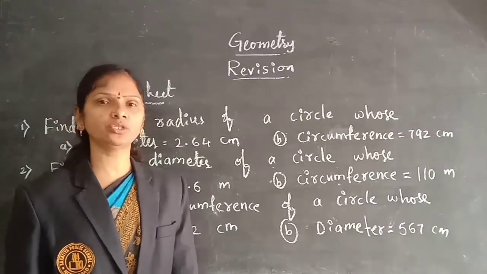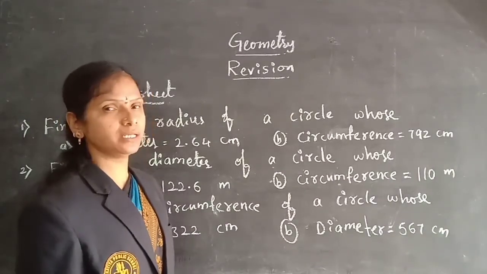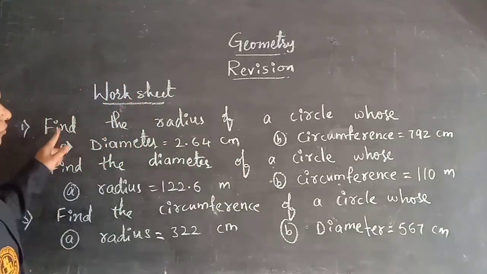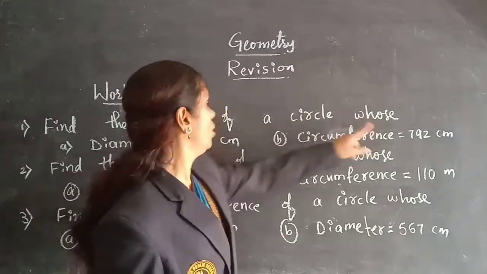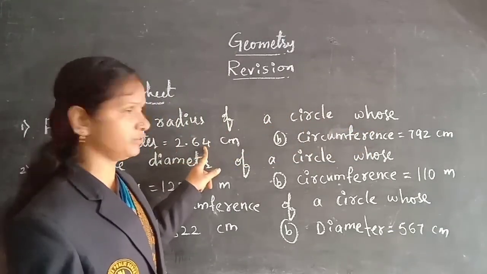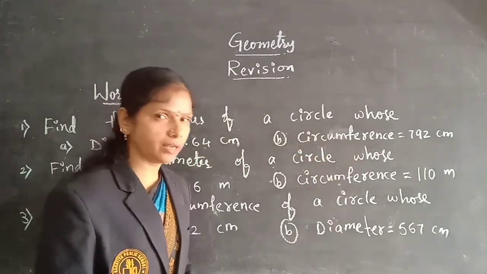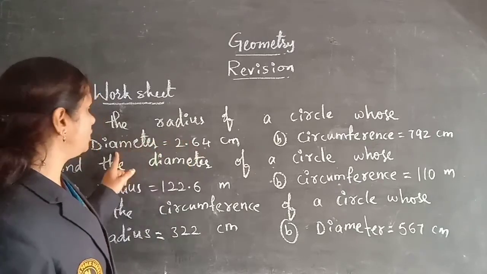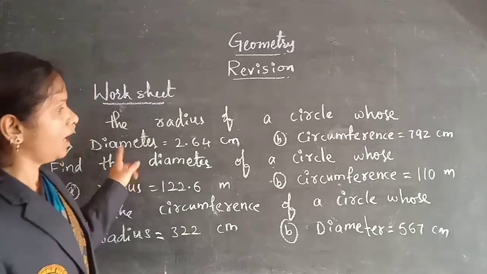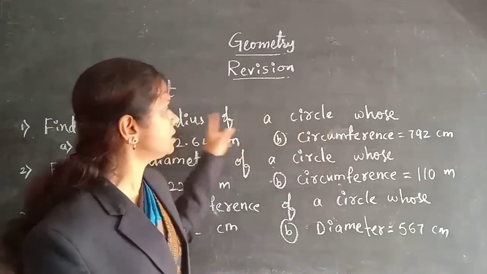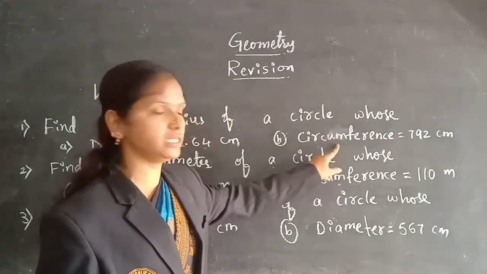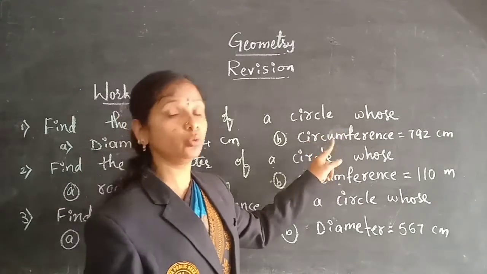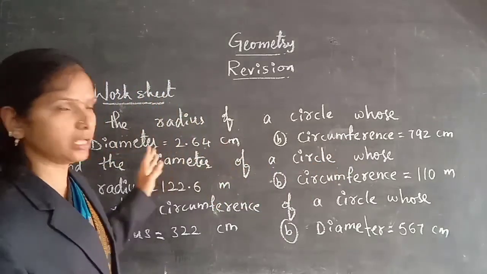Yes, children. I hope you understood the problems on circle and its parts. Here I give some worksheet on the topic. Find the radius of a circle whose diameter is 2.64 centimeters and circumference is 792 centimeters. Here you need to find the radius by using the diameter equals 2r formula, and for circumference you need to find the radius by using the circumference formula, nothing but C equals 22 by 7 into D. Instead of D you can take 2r. So you will get it, children, in the calculation.